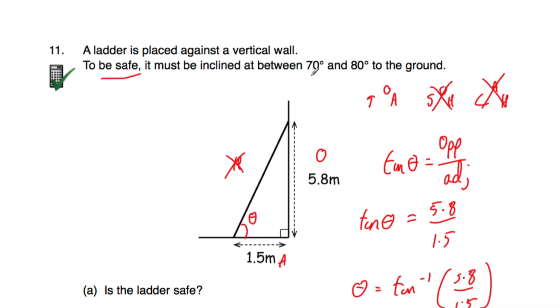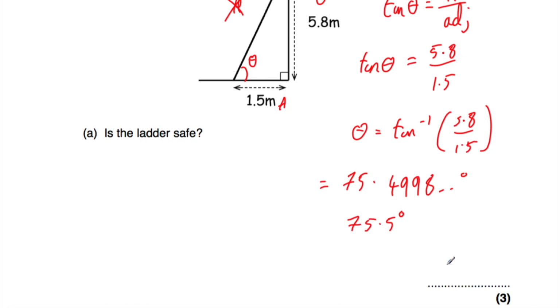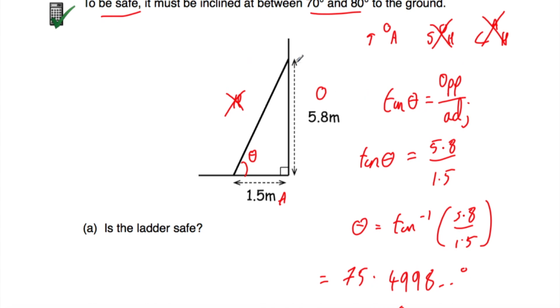So to be safe, it needs to be between 70 and 80 degrees. So this angle is 75.5 degrees, so that is between 70 and 80. So is the ladder safe? Yes, and that's it. Okay, let's have a look at part B. Part B says calculate the length of the ladder.